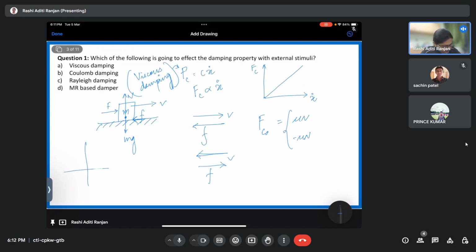It basically changes like this. If this is my force and this is my velocity x dot, then it is going to be like this and then like this. Wait, if my velocity is positive, the friction force is going to act in this direction. For example, if I'm considering the right-hand side as positive, the friction is going to act in the negative direction, minus mu N, and then here it is going to be mu N. So this is my Coulomb damping.